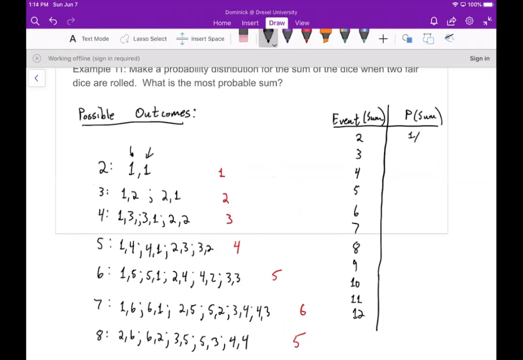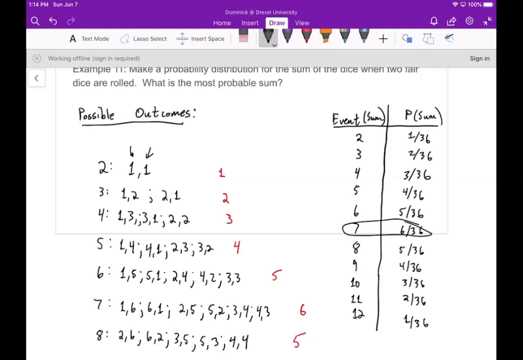So this is 1. This is 2, 3, 4, 5, and 6. And then, of course, we start going back down. So 5, 4, 3, 2, and 1. Right? So, of course, the most probable sum is 7. Right? And that's the idea.